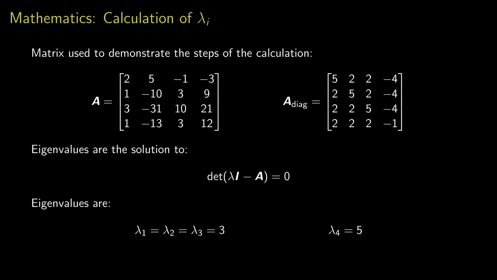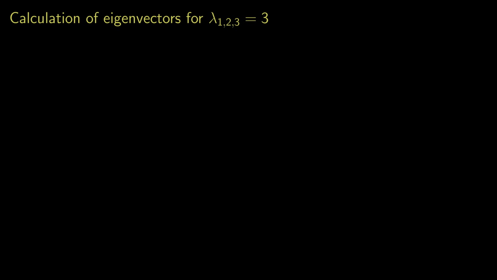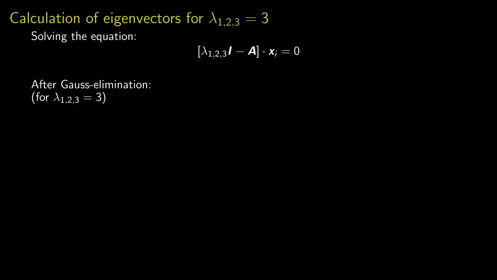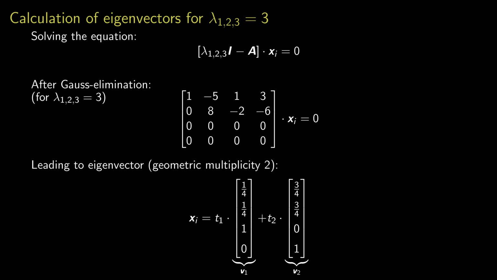the generalized eigenvectors. To calculate the eigenvectors, we solve the equation lambda times the identity matrix minus our original matrix A in brackets times the eigenvector xi is equal to 0. We solve for xi for both of our eigenvalues. Running through the Gauss elimination for the eigenvalue lambda equal to 3 leads to the matrix multiplication shown here and the eigenvectors here. Since we only have a geometric multiplicity of 2, we have to calculate a generalized eigenvector. Without it, we would not have enough vectors to assemble our transformation matrix T.